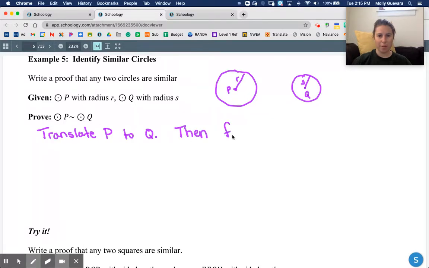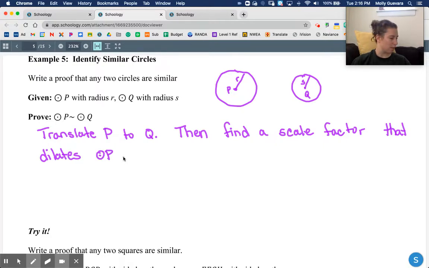Then we can find a scale factor that dilates, so makes bigger or smaller, circle P. So P is going to get either bigger or smaller so that my radius, that radius R is equal to my radius S. So if P and Q are in the same spot and R and S are the same, the radius is the same, then the circles are congruent, right?